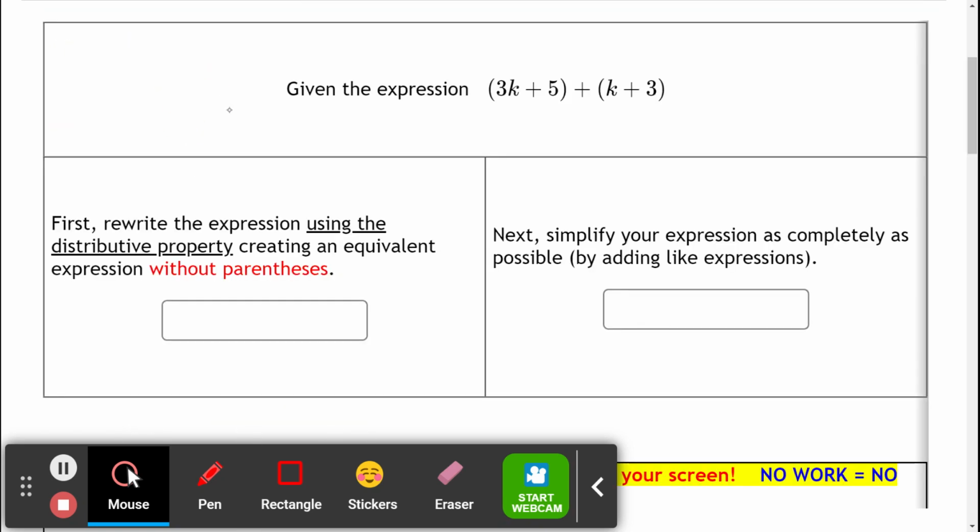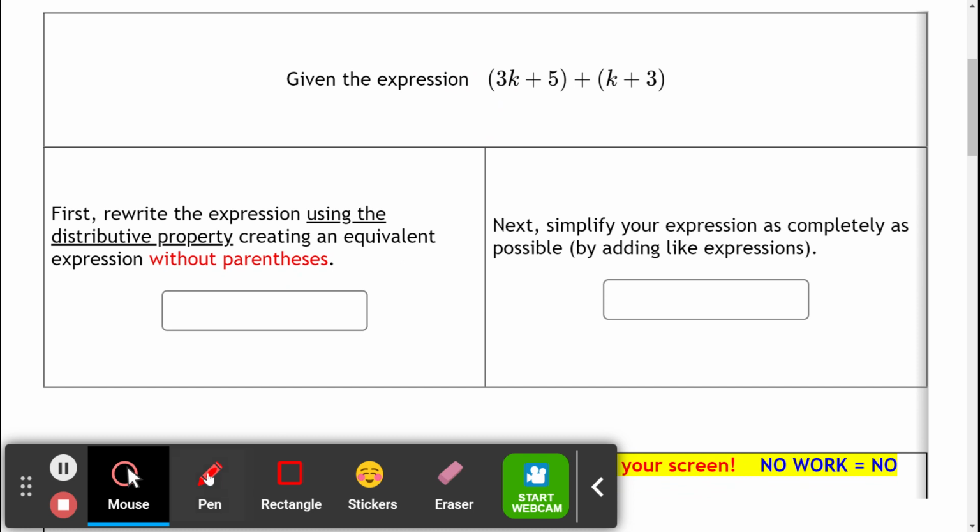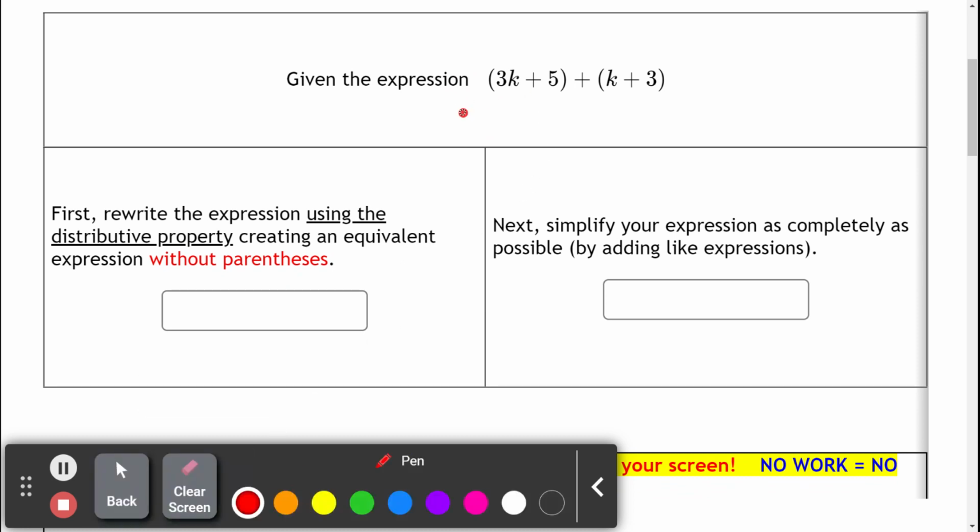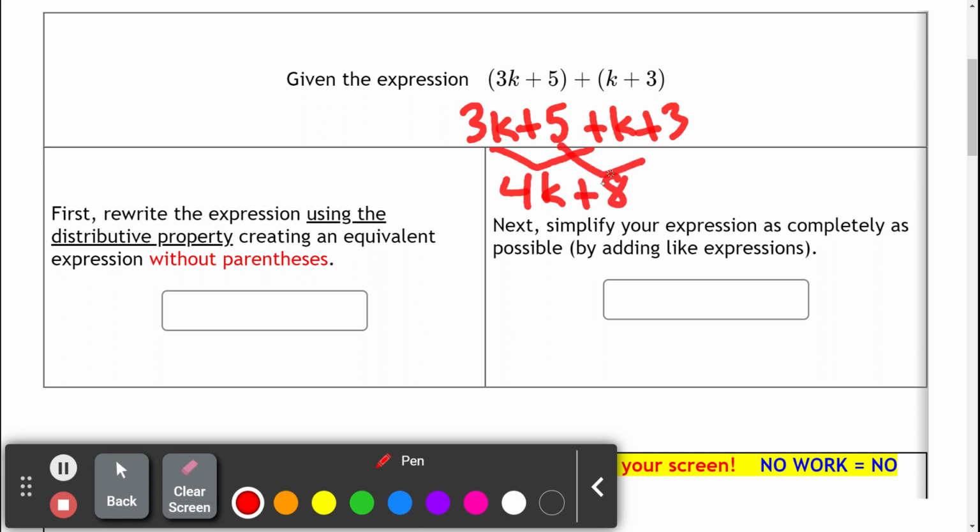Next, we have simplify this expression. So here you can just drop all the parentheses. This one's super easy. I'll put my pen in play, and we have 3k plus 5 plus k plus 3. Super easy. Excuse me. 3k plus k, that's 4k. And 5 plus 3, that is 8. And so we put those two expressions in there.